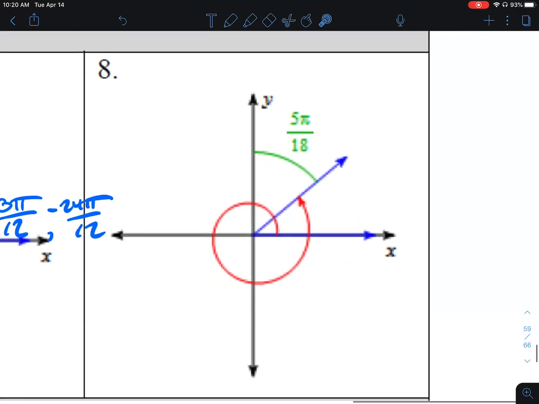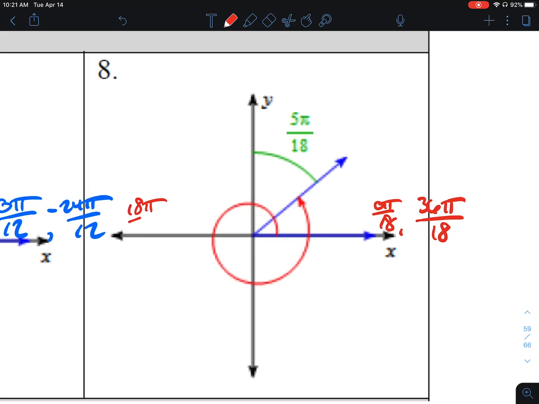Number 8, this makes a complete revolution, so the answer is bigger than 2 pi. And then we go a little bit more, so let's label these quadrantal angles by pi over 18. We got 0 pi over 18. It's going in the positive direction. If we double that, that's 36 pi over 18. That's the same as 2 pi. Halfway around would be 18 pi over 18. Halfway between 0 and 18 is 9 pi over 18. So that's probably enough for us to figure this out.